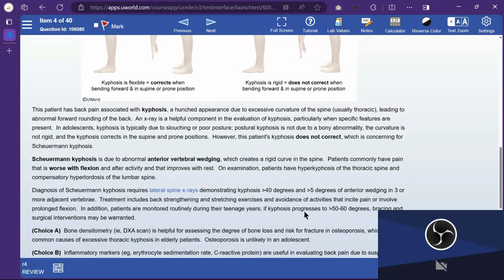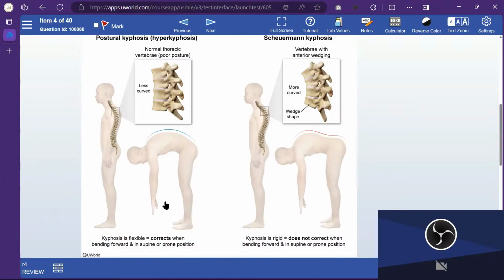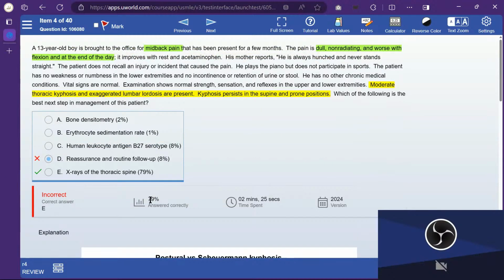If the kyphosis is more than 50 to 60 degrees, bracing and surgical intervention may be warranted. Scheuermann's kyphosis: bracing and surgical.